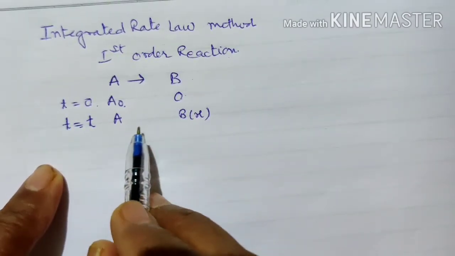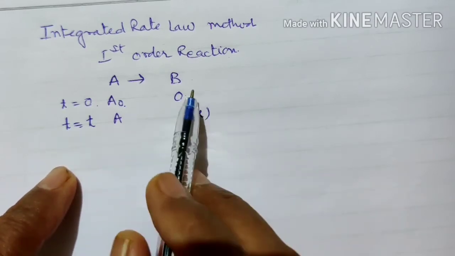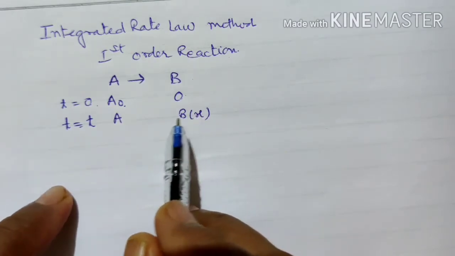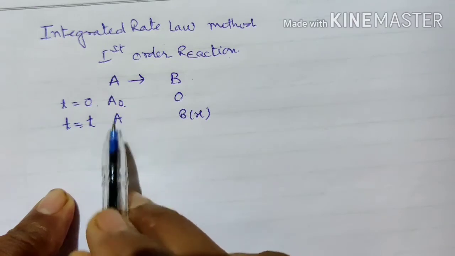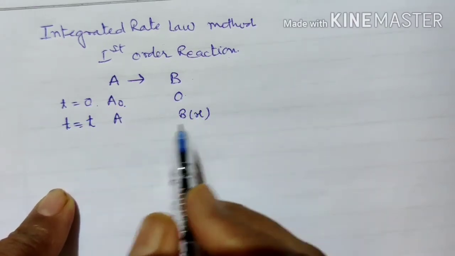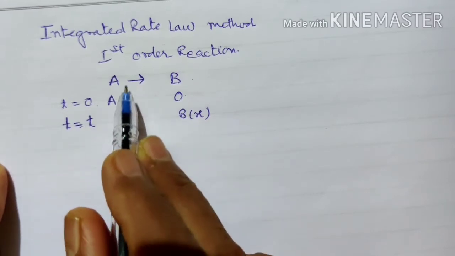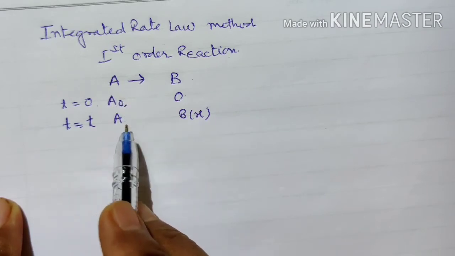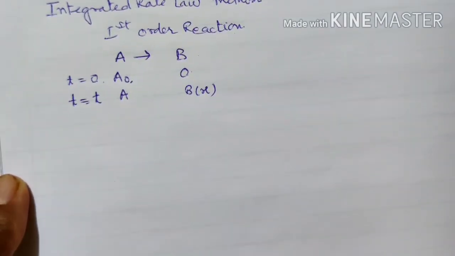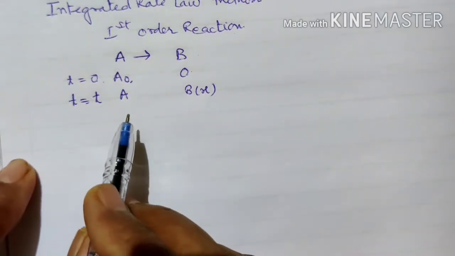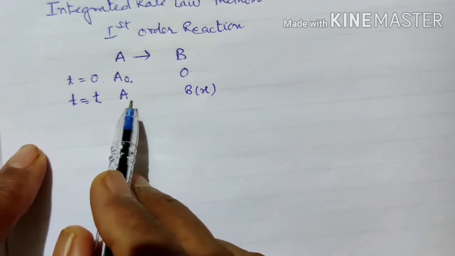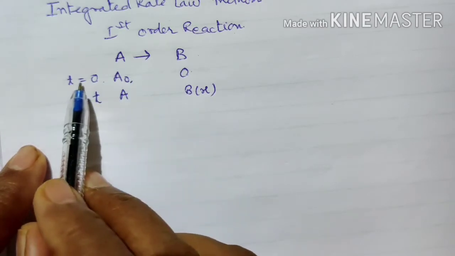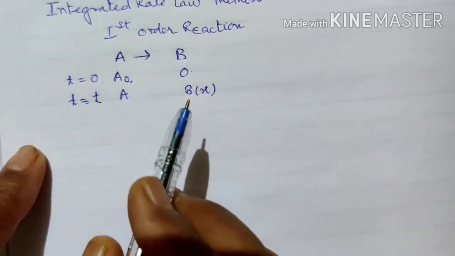After time t, the concentration of A is represented by A, and the concentration of B, or you can write Bt, you can write X. So when you write X, then it will be A0 minus X. I have taken the time t0, the concentration of A is A0, and after time t the concentration of A is A. Because we need only the concentration of the reactant in the rate law, we can write that after time t the concentration of A is A, and at time t0 the concentration is A0.